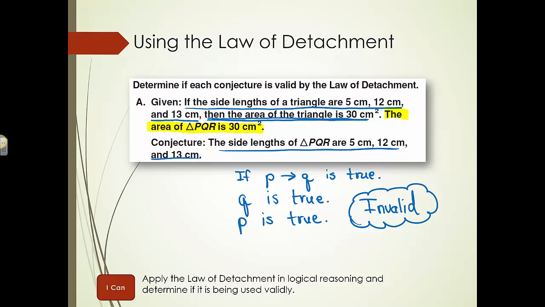The law of detachment says if P implies Q is true, and you know that P is true, then that means that Q is also true.